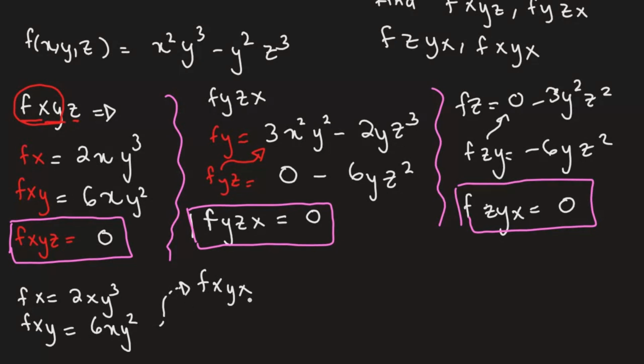Here I'm going to write f of x of y of x. Now f of x of y we already have over here, so this function differentiated with respect to x. The derivative of 6x is simply 6, and y squared since it's a constant. So this is the answer to f of x of y of x.